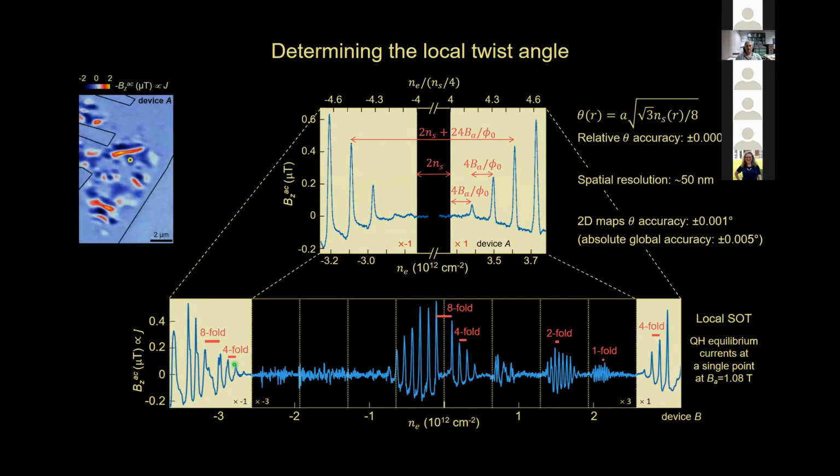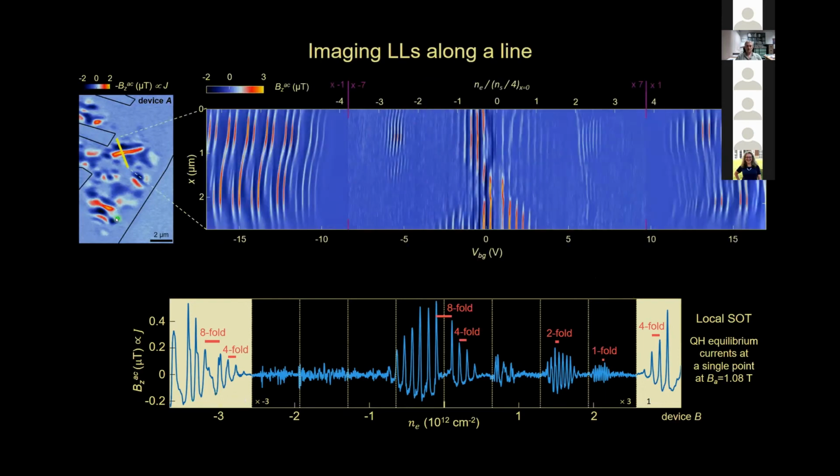So this was a measurement at a single point in a sample. But now we can take a line scan. Instead of looking at one point, we can look as a function of position along this yellow line. And this is what we see. So this is the position along this line. And this is the backgate and the corresponding filling factor, let's say at this point. So this 2D image is equivalent to this one.